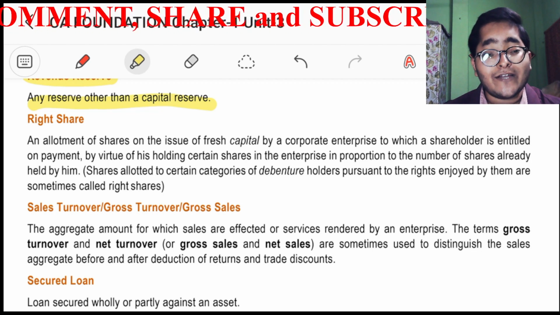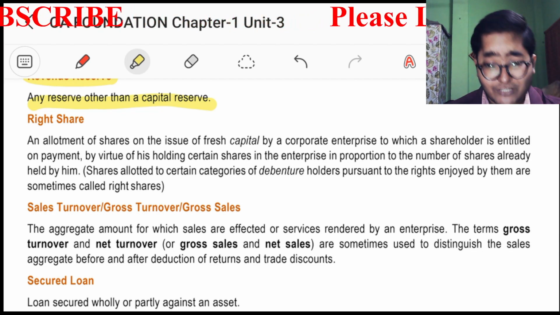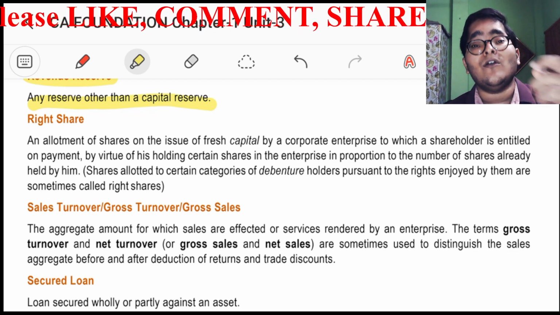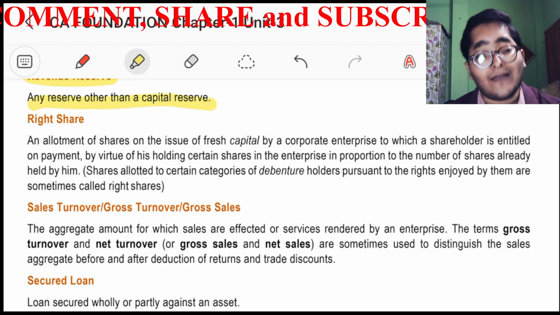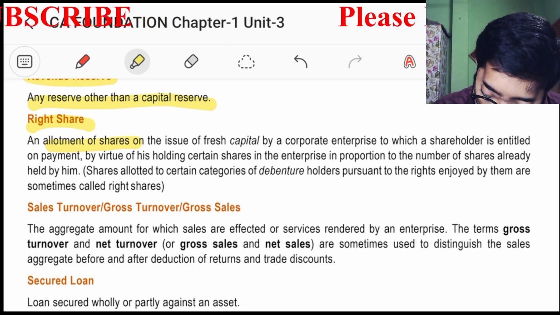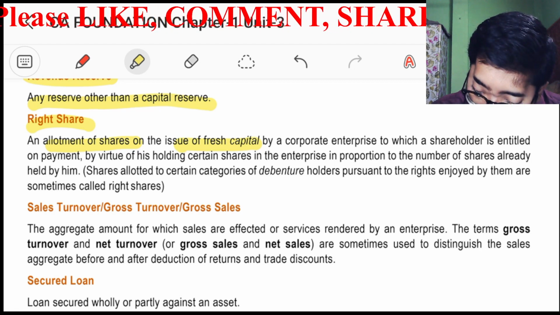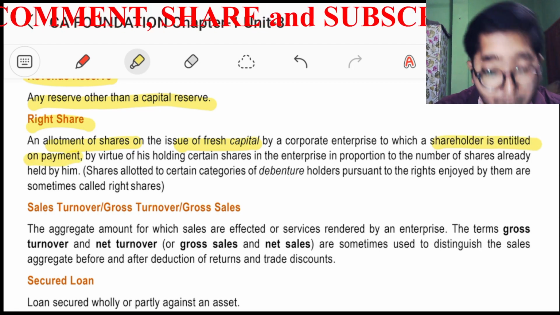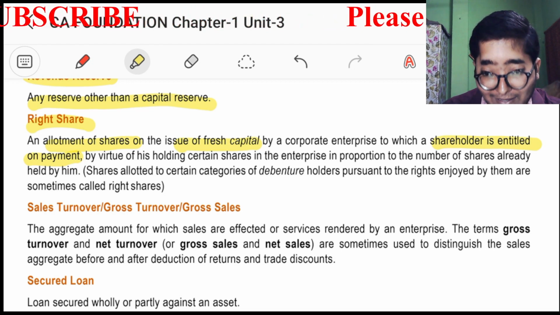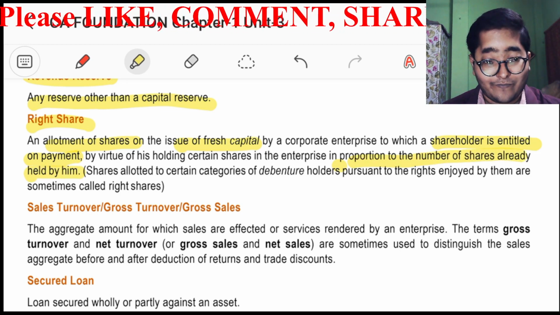So, what is a right share? Right share is an allotment of fresh capital or fresh shares that is given, or the subscription chance is given, to an existing shareholder by the company. So, right share is an allotment of share or issue of fresh capital by a corporate enterprise to which a shareholder is entitled on payment by virtue of his holding certain shares in the enterprise, in proportion to the number of shares already held by him.